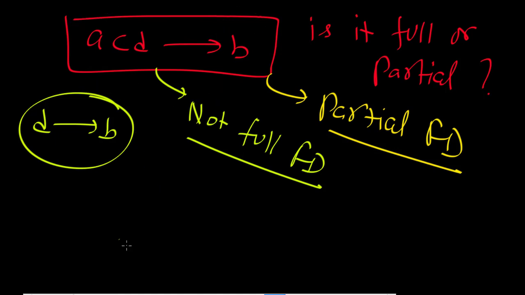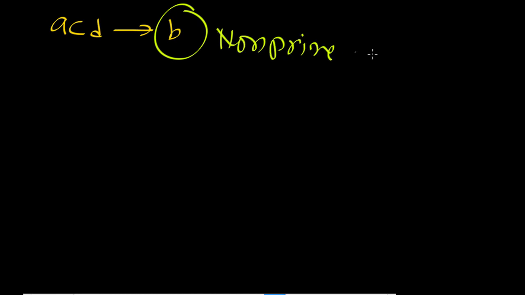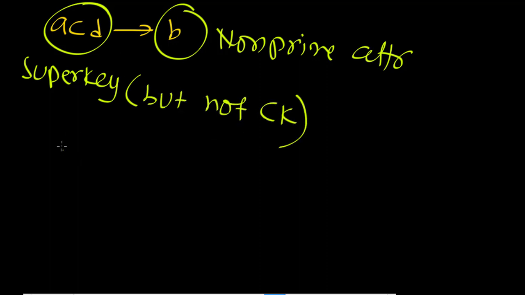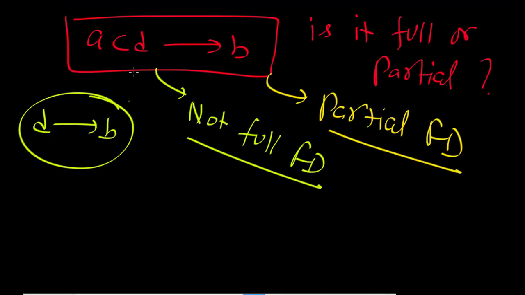Now you can notice one very interesting thing. Here a super key is determining a non-prime attribute. ACD determines B, and B is our non-prime attribute, and ACD is a super key, but not a candidate key. We have seen this is a partial dependency.